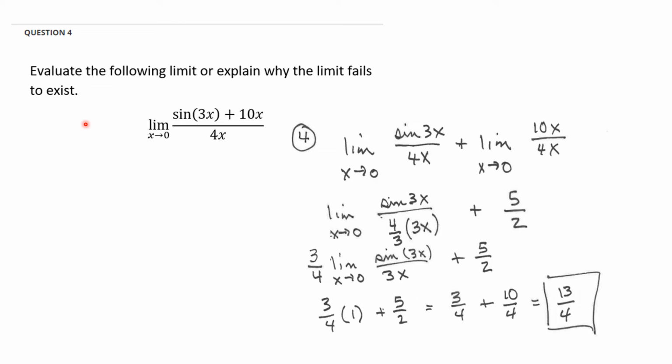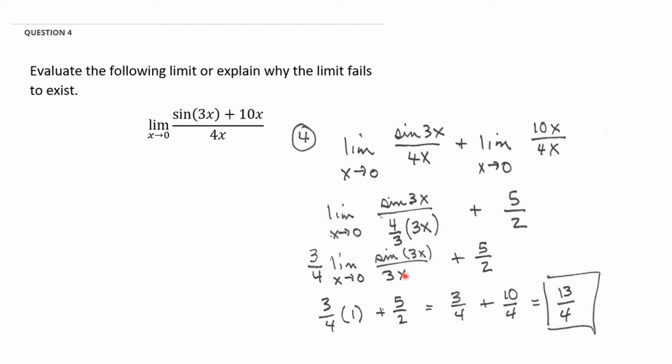Question number 4, I ask you to evaluate the following limit or explain why the limit fails to exist. So this is the limit as x goes to 0 of sine of 3x plus 10x all over 4x. Well, you want to do this term by term, and we did problems like both of these in class. But you do it term by term, so this is the limit of the first one. Now here it would be nice if you had 3x over 3x, but you don't. But what you do is you realize you're very close to that because the denominator is 4 over 3 times 3x. So you can factor out 1 over 4 over 3, which is 3 over 4.